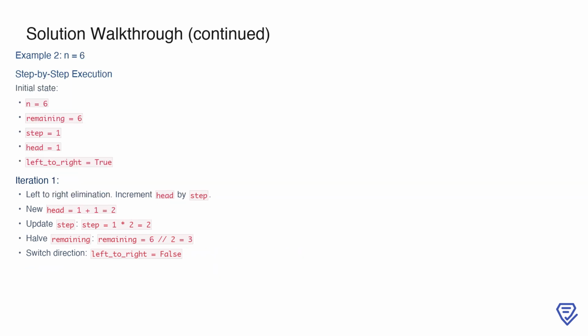Now let's look at another example where n equals 6. Initially, there are 6 elements, so the number of remaining is 6, the step size is 1, and the first element is 1. The elimination begins from left to right.